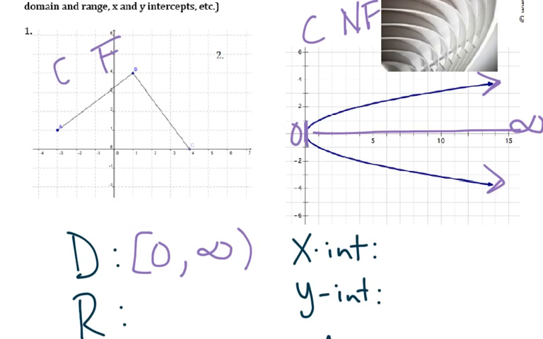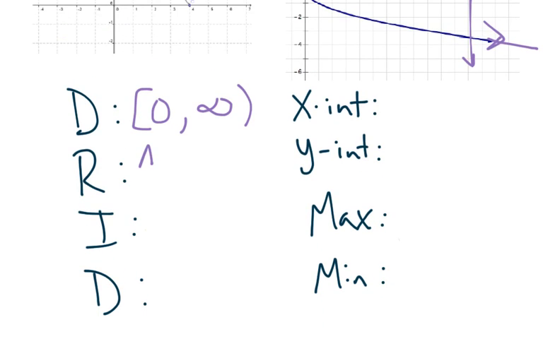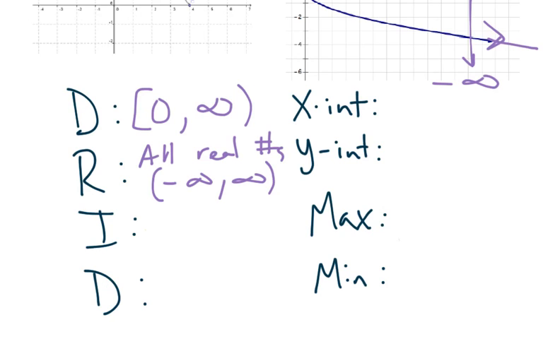Okay. Well, what about our range? How far down are we going to go? It's going to keep going down. Same with up. So range, there's 2 ways you could write this. You could say all real numbers, or you could go from negative infinity, because when we go down, that's negative infinity, to positive infinity. Each one of those would work.